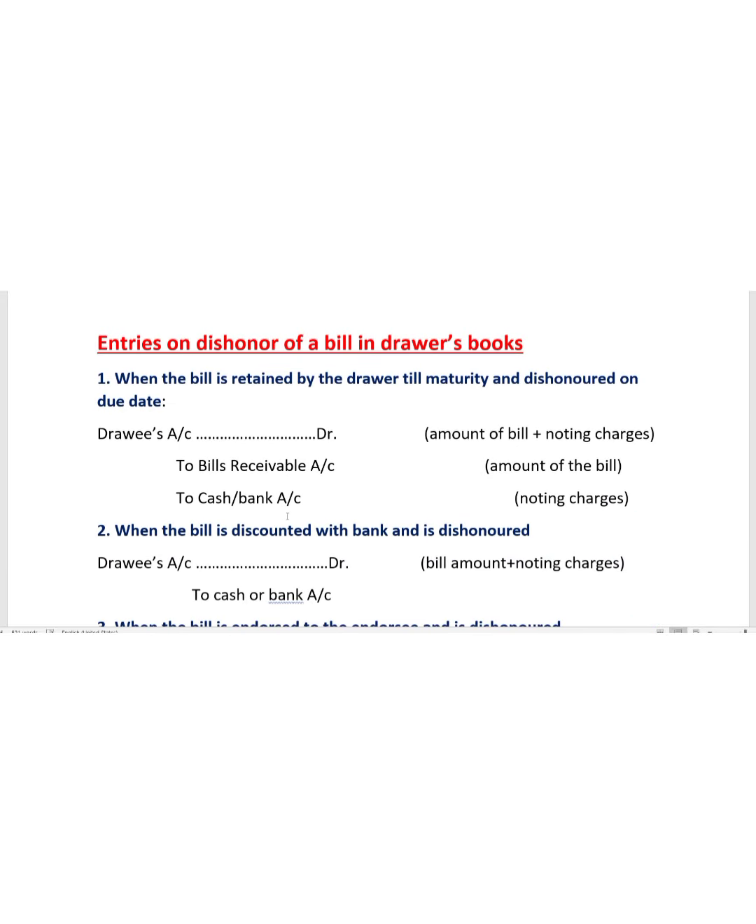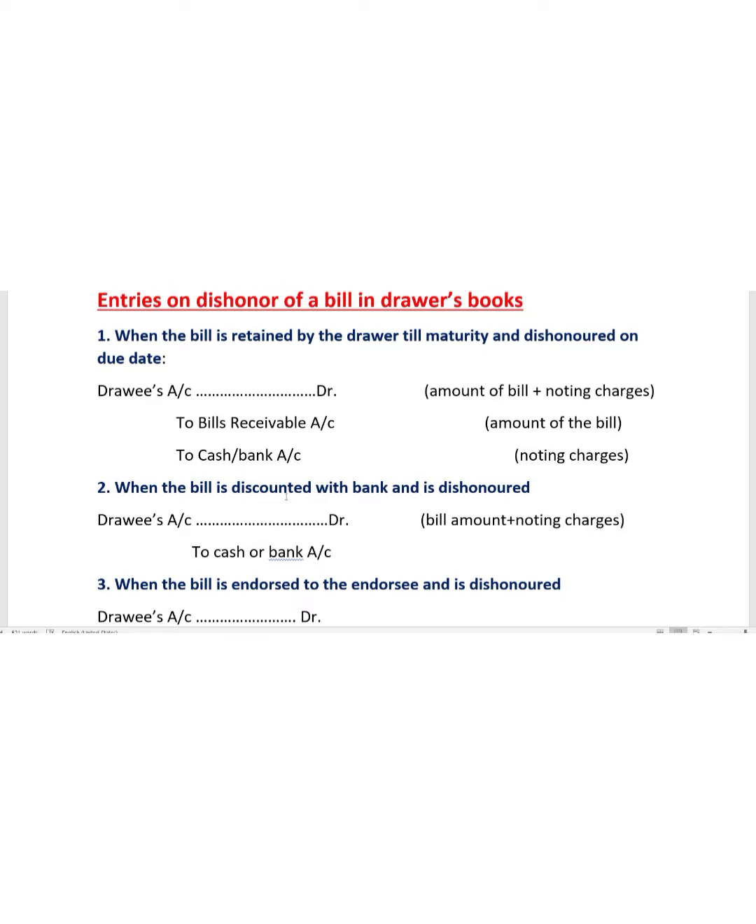Next, we are moving to entries on dishonor. Suppose on the due date the drawee failed to make the payment. The bill got dishonored. He is not able to make the payment on the due date. Then what will happen? Various cases are there. When the bill is retained by the drawer till maturity and dishonored, the drawer has kept the bill with him and it got dishonored, then what entry will pass? Drawee's account debit to bills receivable account and to cash or bank account. Cash or bank account is for the noting charges, the extra charges for dishonor.